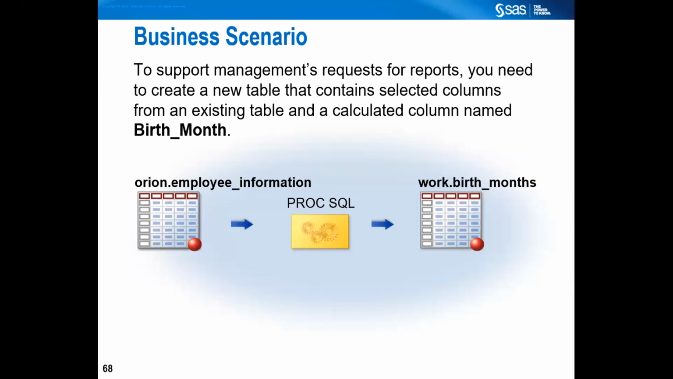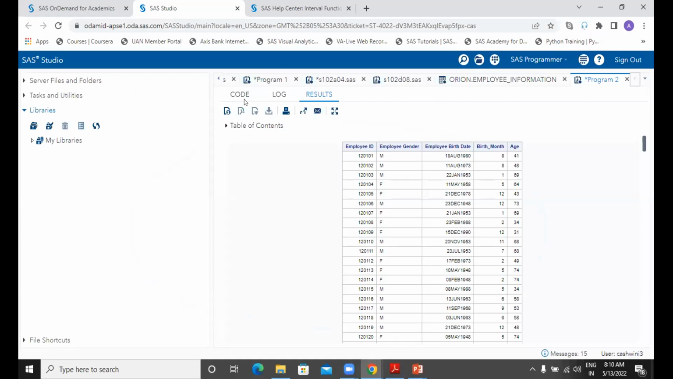Okay, now the next scenario here is to support management's request for reports. You need to create a new table that contains selected columns from an existing table and calculated column names as well. So whatever we have written currently, that existing column tables and the calculated column, you do not want it to be saved or generated as a report on your result window. You want it to be saved as a table which you can share with your upline managers. So how can this result be directed not as a report but as a data set?